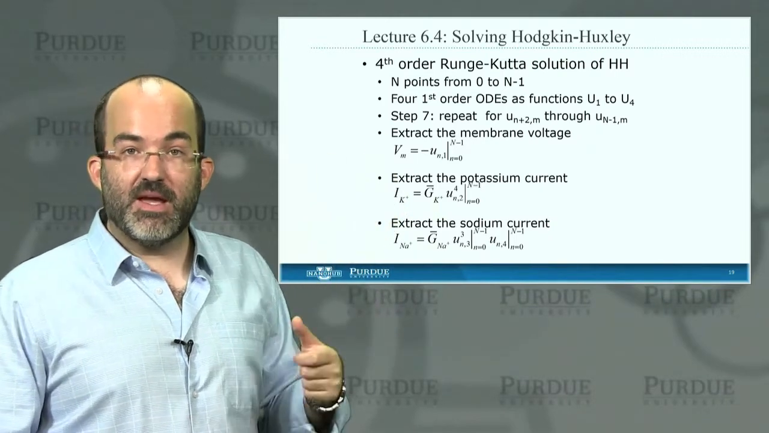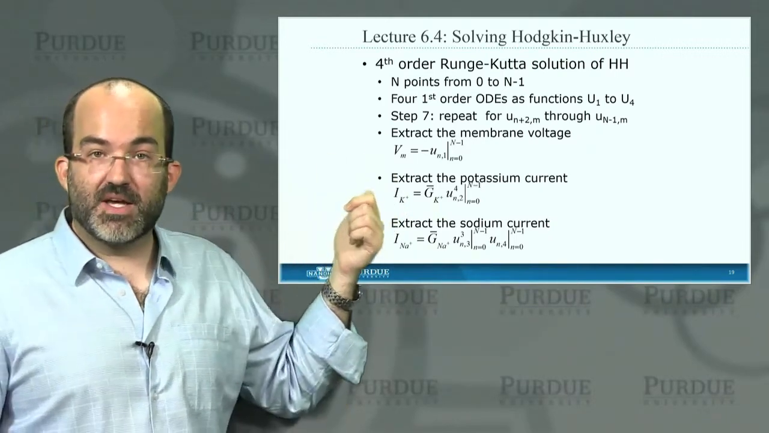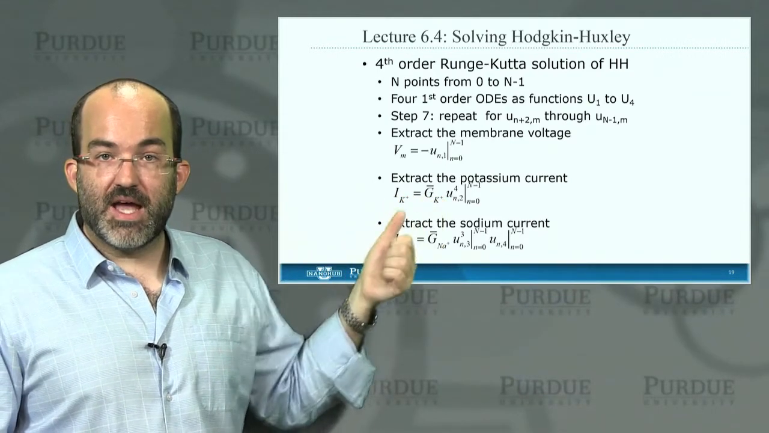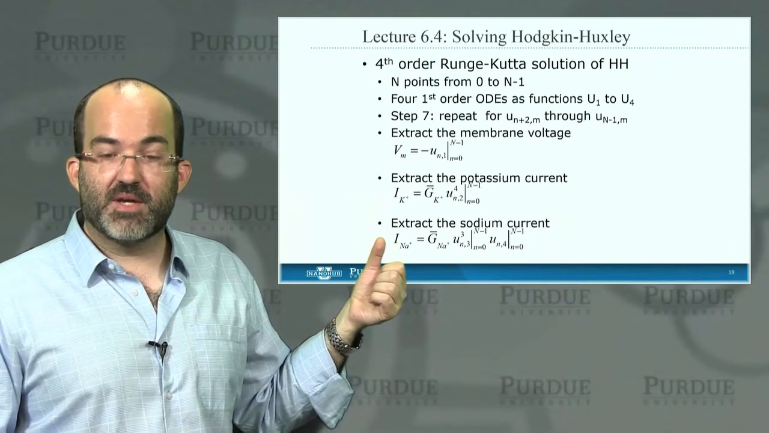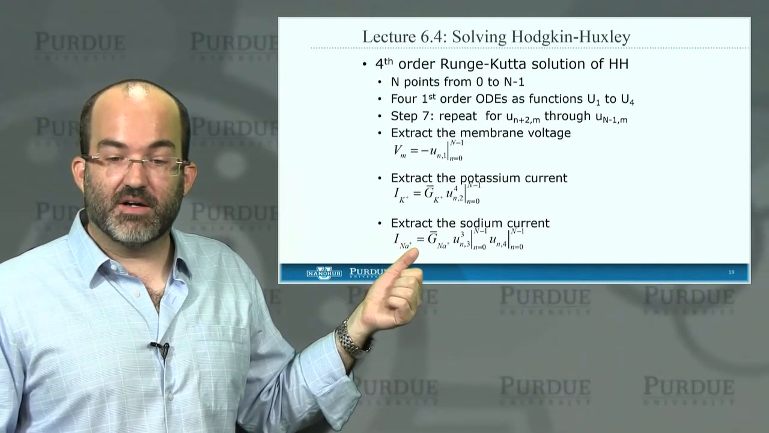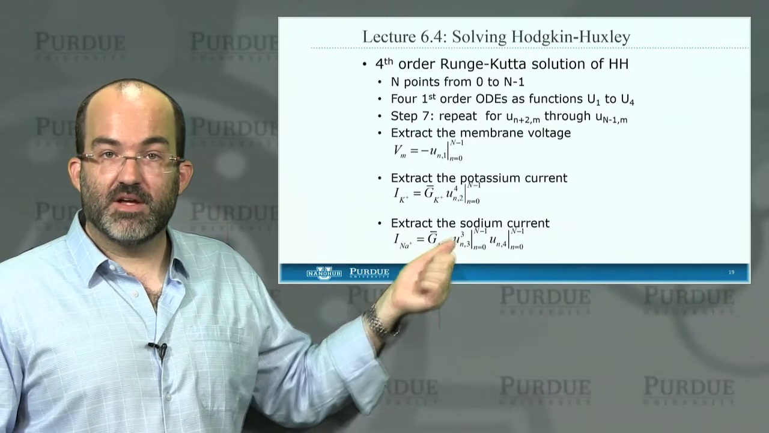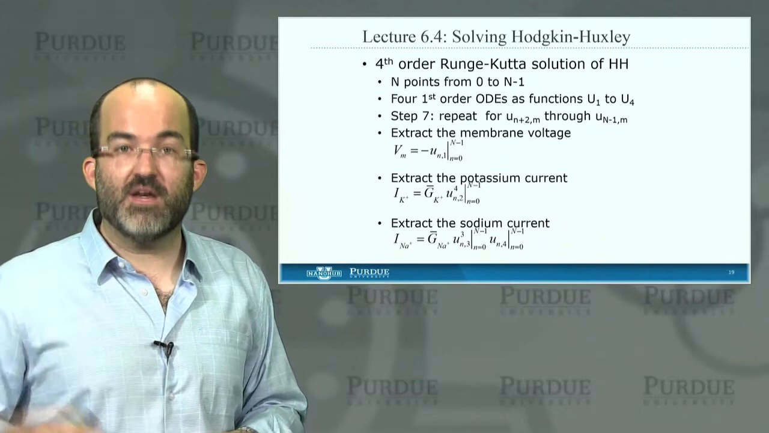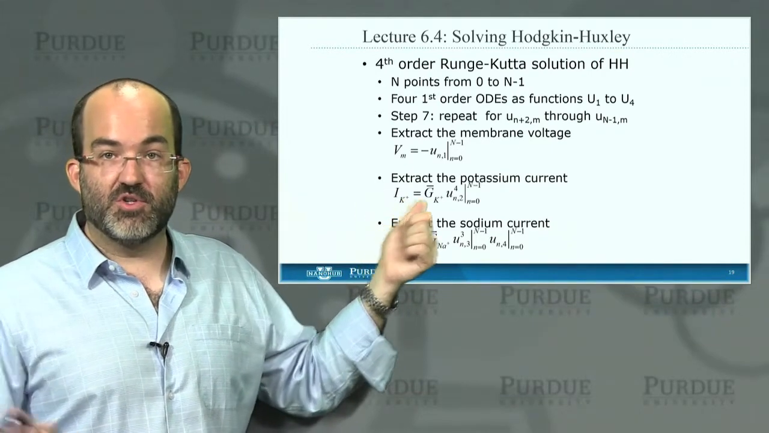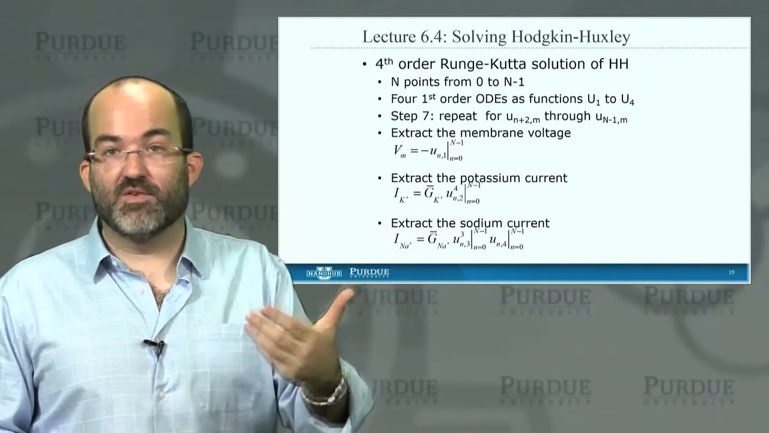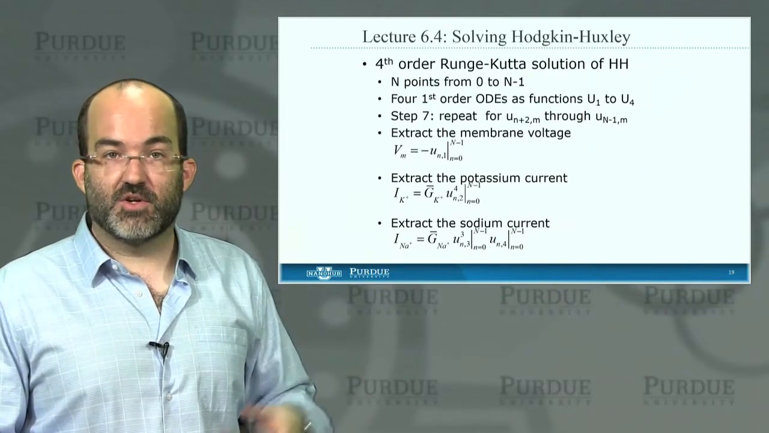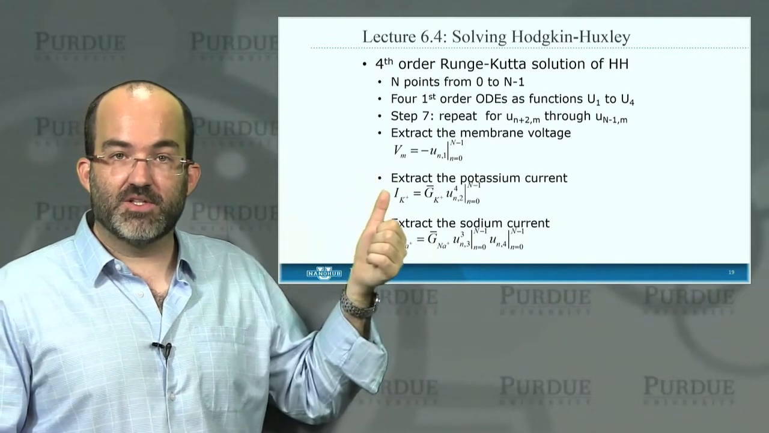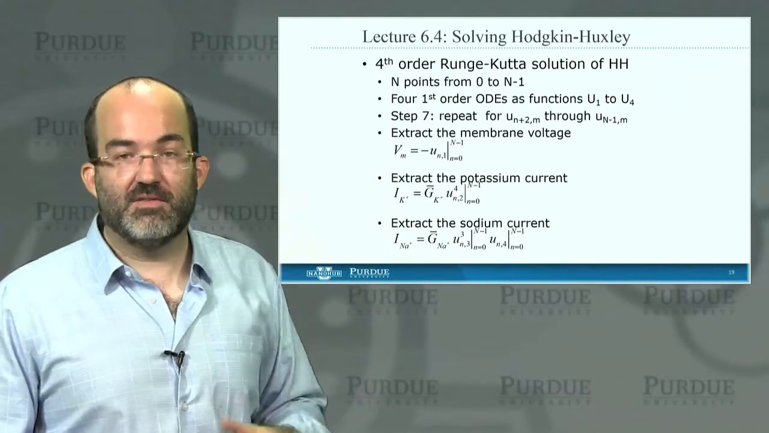And you'll be able to extract the potassium current, because the potassium current is just GK bar times U2. And you'll be able to extract the sodium current, because the sodium current is just GNA bar times U3 and U4, where U3 is cubed and U4 is to the first power, because it's M cubed H. For the potassium current, it was U2 to the fourth power, because it was N to the fourth power times GK bar. So you'll be able to use those Hodgkin-Huxley equations again from the paper to extract the membrane voltage, the potassium current, and the sodium current. You'll have all of your values.